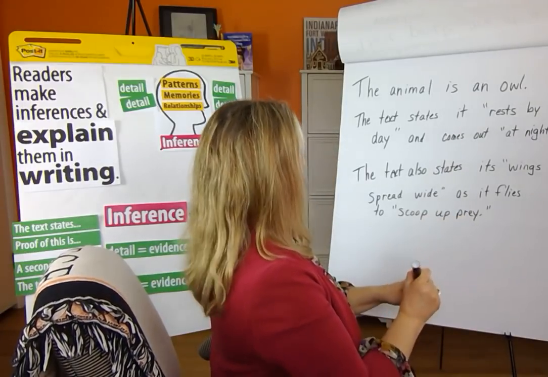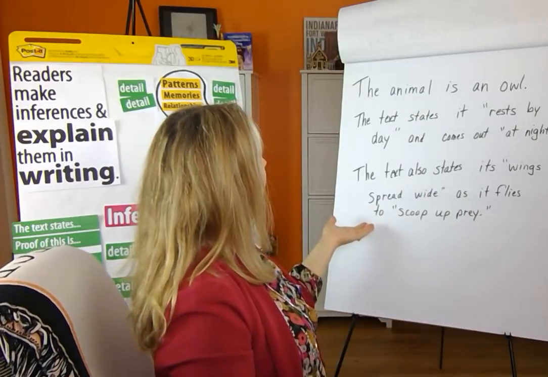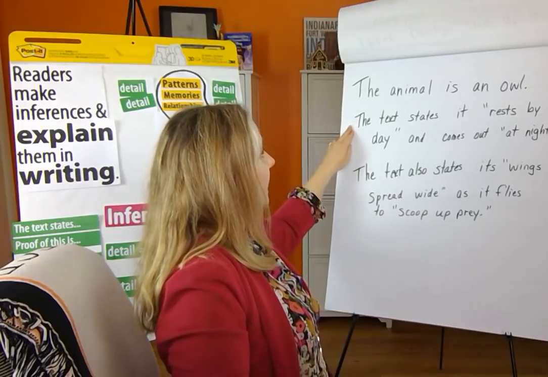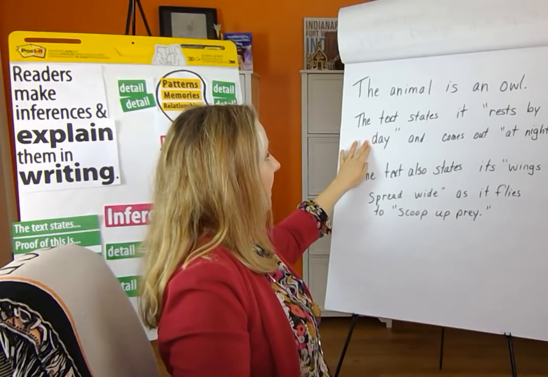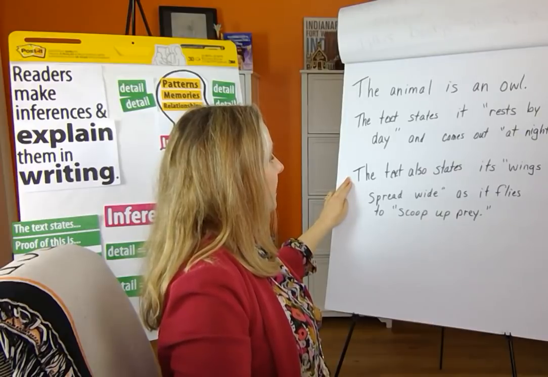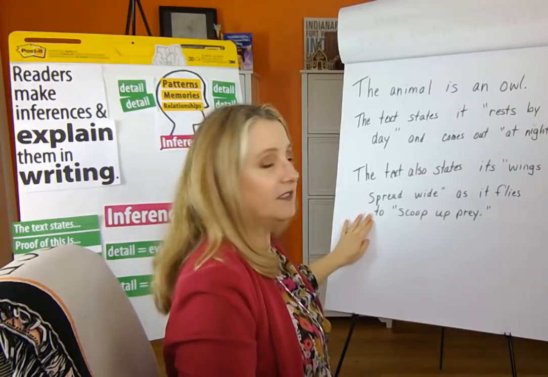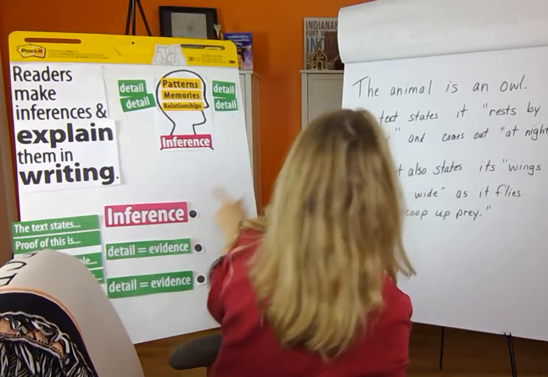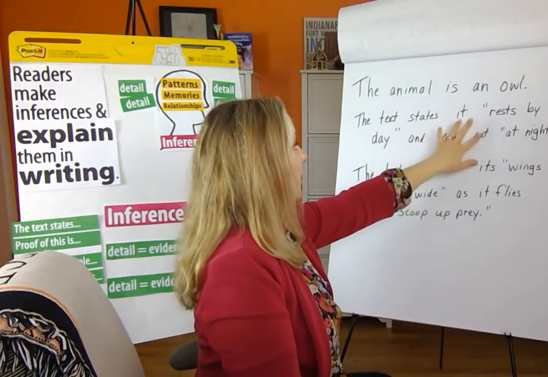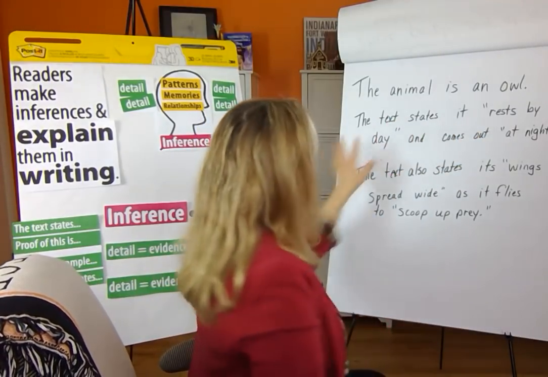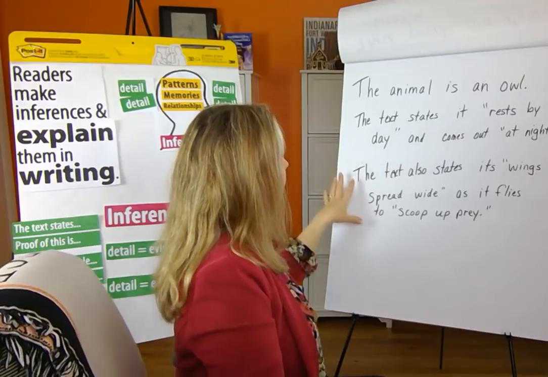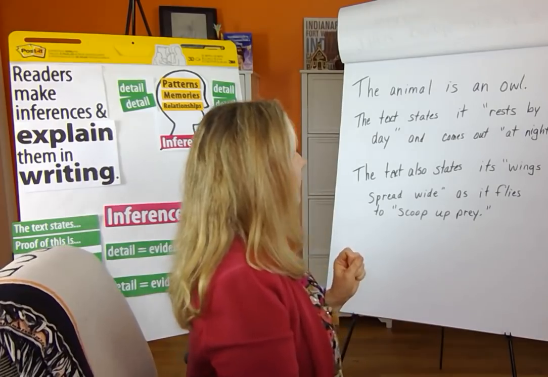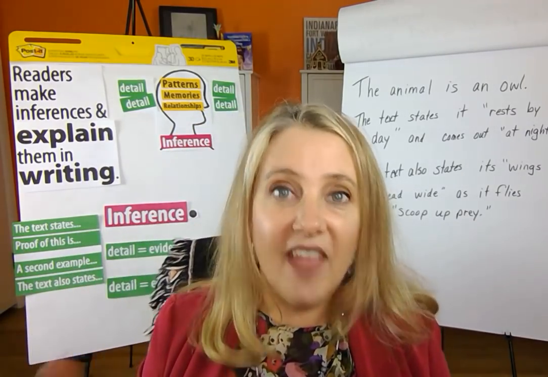All right. Guess what, guys? We did it together. And wasn't that super easy? The animal is an owl. The text states it rests by day and comes out at night. The text also states its wings spread wide as it flies to scoop up prey. So we had our inference, a sentence. We had a detail. I had a couple of details, really, but one sentence. You can combine some of the details in one sentence. And then we had our other sentence with our detail and our evidence. So that's it.